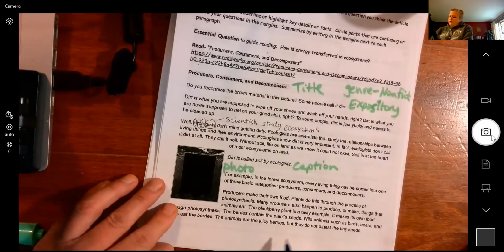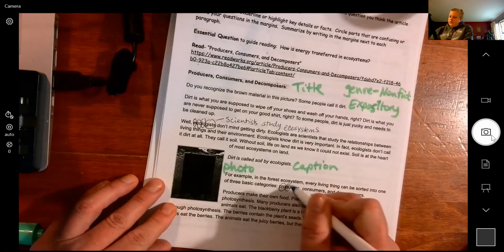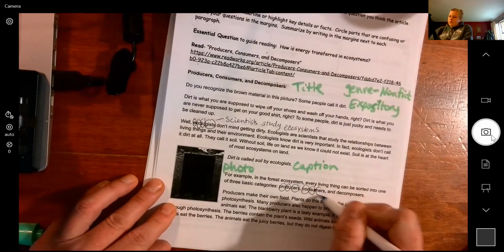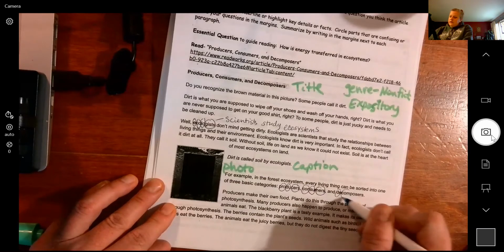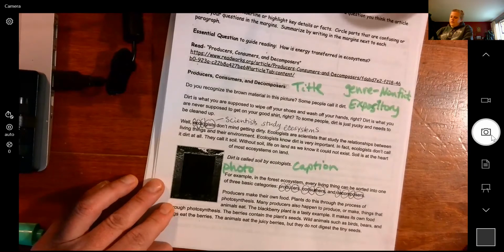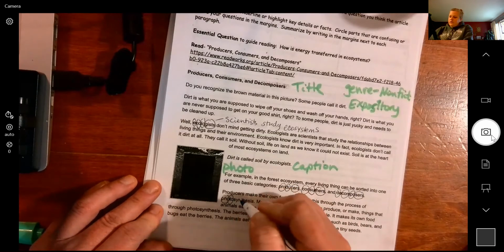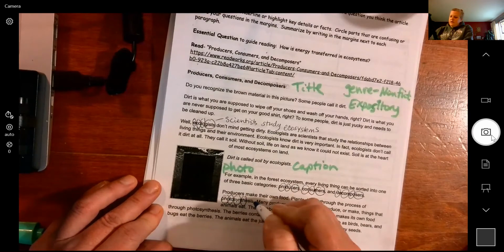And then we have our three really good words: producers, consumers, decomposers. And then our last really big word, photosynthesis.